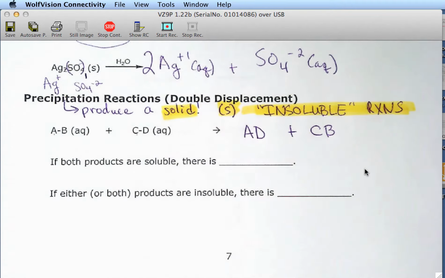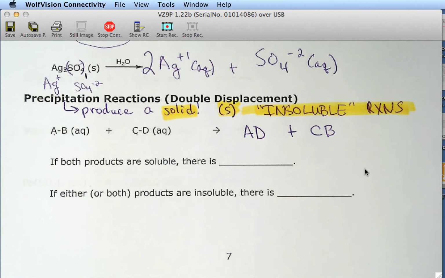I know because of the way I have this reaction set up, you think it should be BC. You want to put it in alphabetical order. But we write cations first, anions second. So in order for this reaction to occur, in order for it to be an insoluble reaction, what do we have to get?